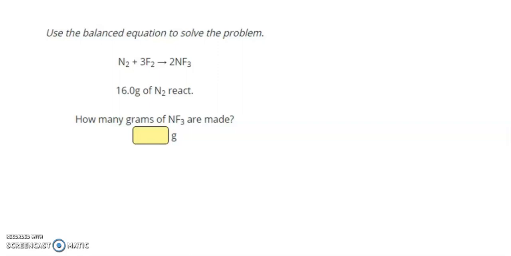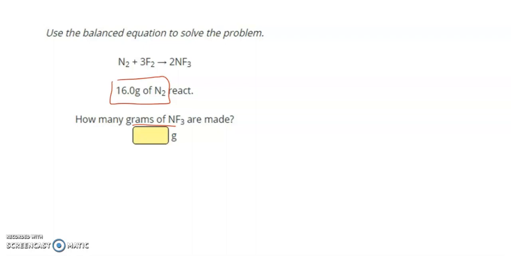This video is about grams to grams stoichiometry problems. So I have a balanced equation. It says 16 grams of N2 react. How many grams of NF3 are made? So I'm given 16 grams of N2. I'm looking for grams NF3.